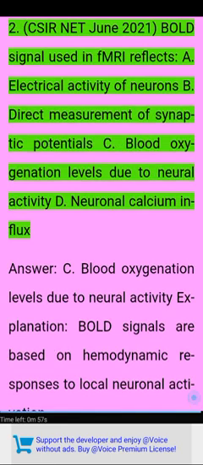2. CSIR-NET June 2021. The BOLD signal used in fMRI reflects: A. Electrical activity of neurons. B. Direct measurement of synaptic potential. C. Blood oxygenation levels due to neural activity. D. Neuronal calcium influx.